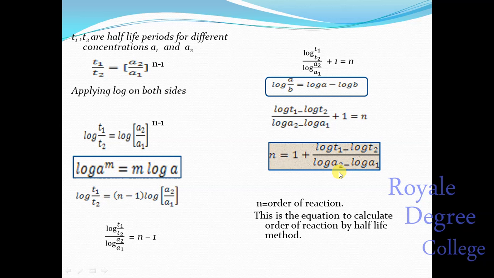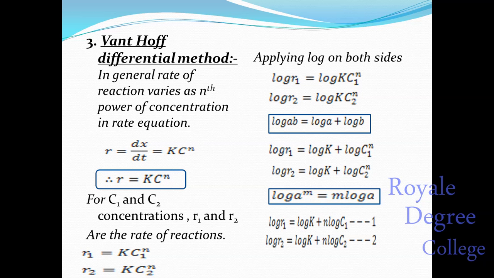Here n is called what? Order of reaction. And this particular equation is used to calculate the order of reaction by Van 't Hoff's method. Next method we will see, that is named as Van 't Hoff differential method to determine the order of reaction.